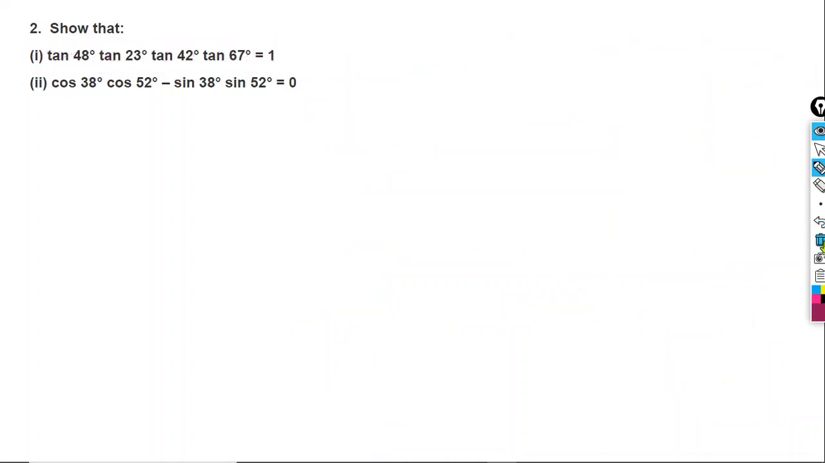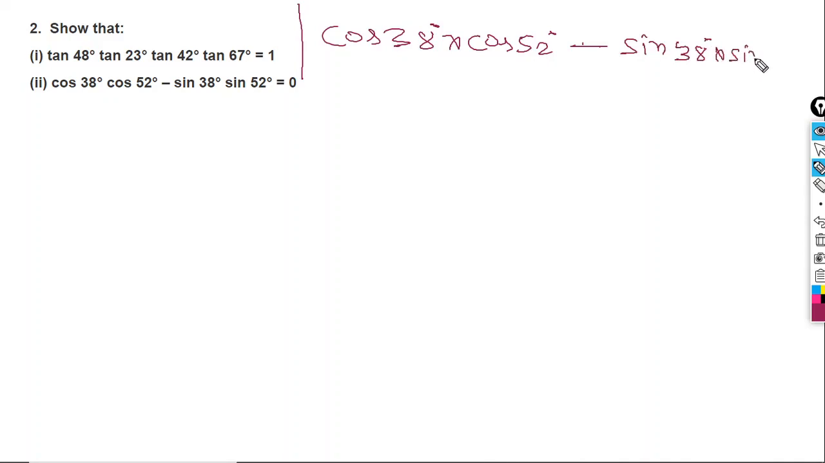Now we'll move to the second part, (ii). Again we'll write the question: cos 38 degree into cos 52 degree minus sin 38 degree into sin 52 degree. Okay, we have to prove this is equal to 1.